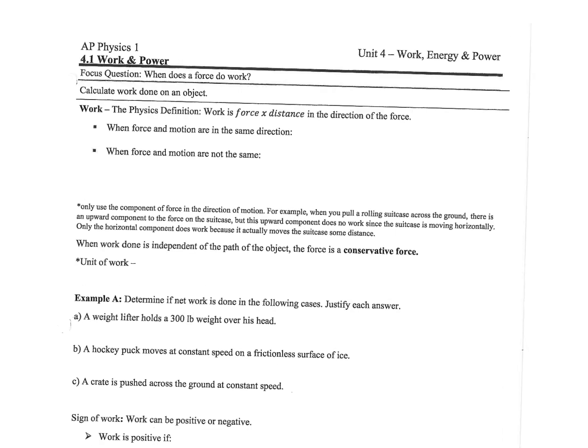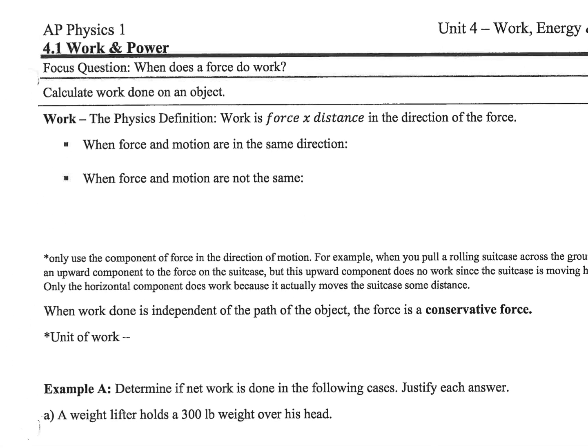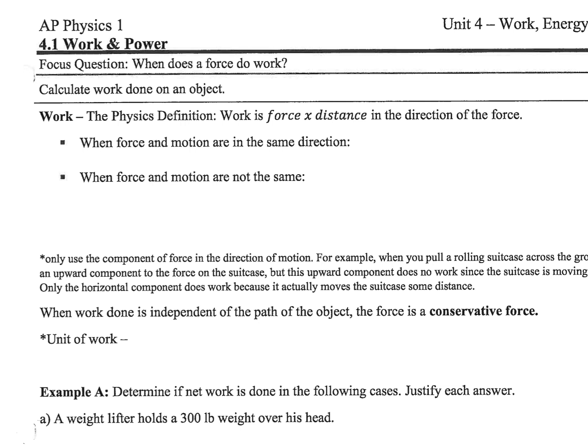So, our focus question for today is, when does a force do work? And how to calculate the work done on an object. So how do we do this? Well, first thing we need to define is, what is work? All right, so the physics definition is force times distance in the direction of the force. Okay, so what does that tell you? That gives us a definition. When force and motion are in the same direction, that means that work is equal to FD.